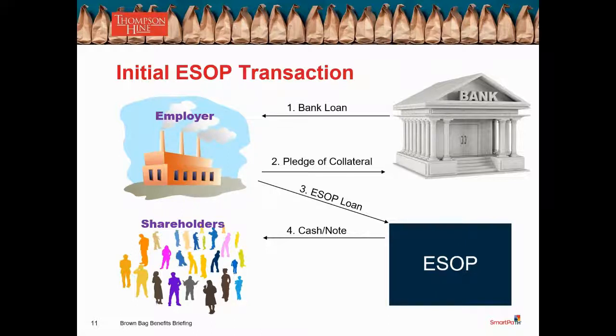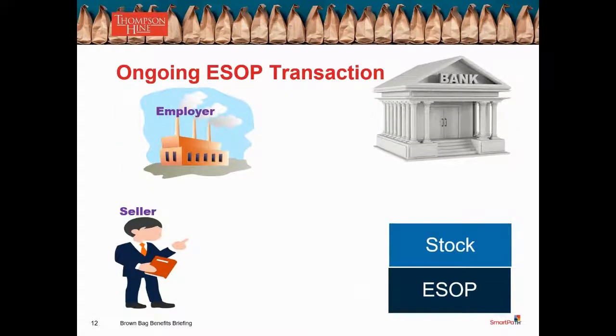And so the ESOP will end up, in the scenario of the transaction, buying 100% of the company from the shareholders, 20% to 40% of which was paid for from the bank loan that was lent from the bank to the employer, employer to the ESOP, ESOP then to the shareholders, and the rest are just loans directly from the ESOP to the shareholders. In exchange for all of that, the employer stock goes back to the ESOP. And so we end up having the ESOP, following that transaction, own 100% of the stock.